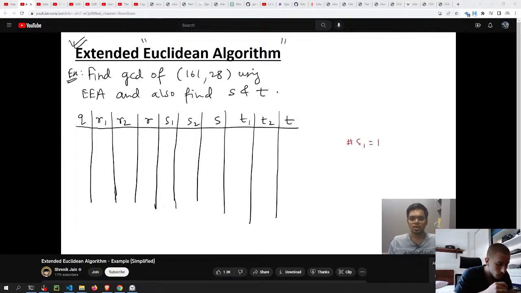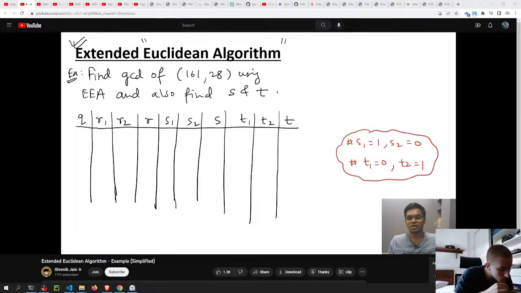The assumption is S1 is 1, S2 is 0, T1 is 0 and T2 is 1. This is the standard assumption given by the extended Euclidean algorithm books. Okay, so this is the standard assumption: S1 is 1, S2 is 0, T1 is 0, T2 is 1. So what to do next?